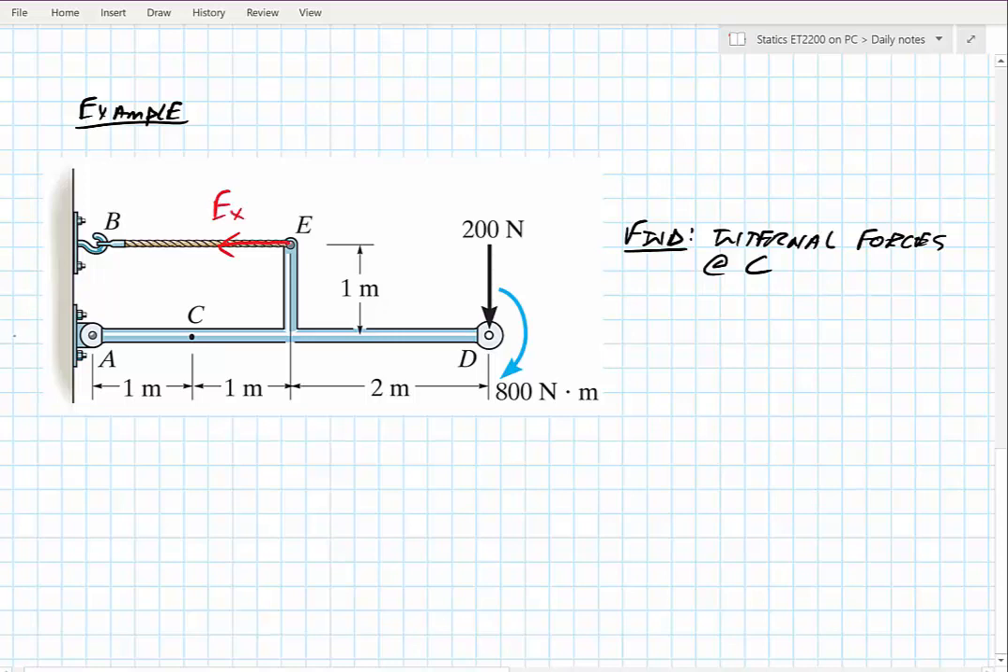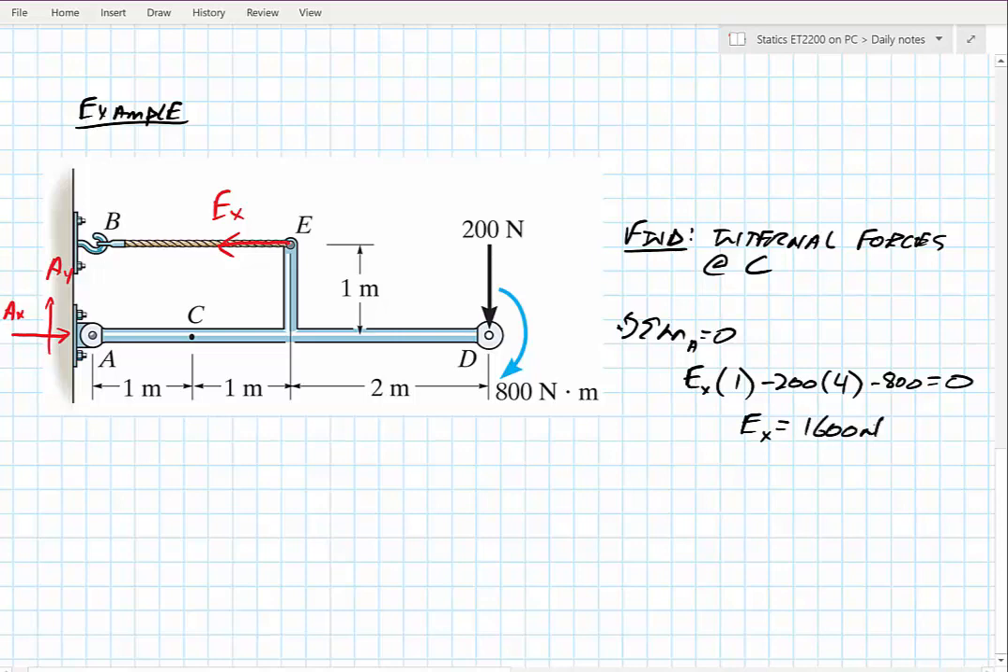And then at point A is a pinned connection. So I have an AX and I have an AY. There is no moment at A because it is a pinned connection. From static equilibrium, the sum of the moments about A is equal to 0, I end up with this EX times 1, and once again, this is counterclockwise being positive. EX times 1 minus this 200 times 2, 3, 4, and then also minus that concentrated moment of 800 is equal to 0. So I end up with EX equal to 1600 newtons.